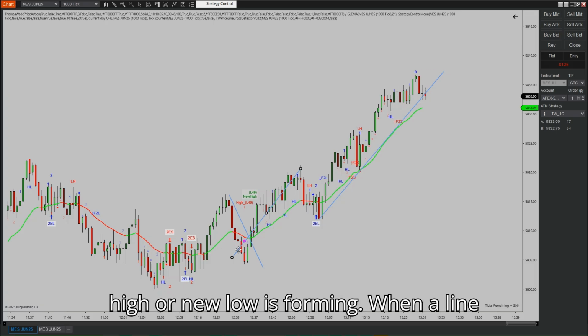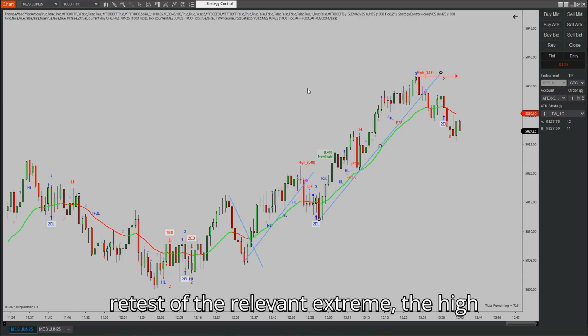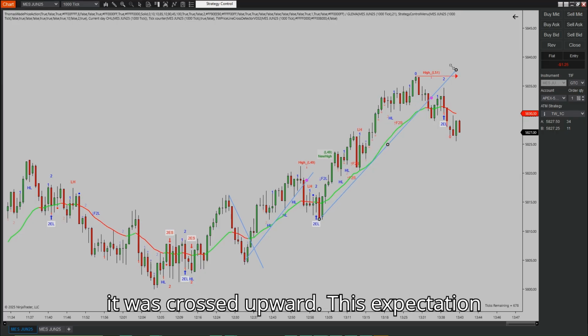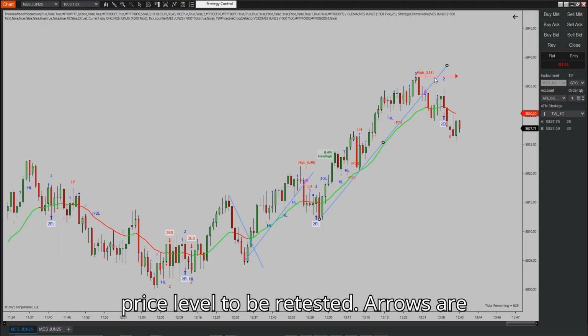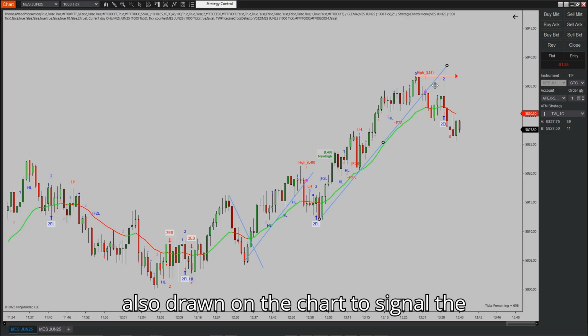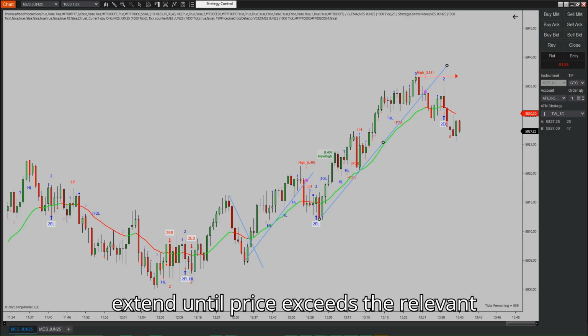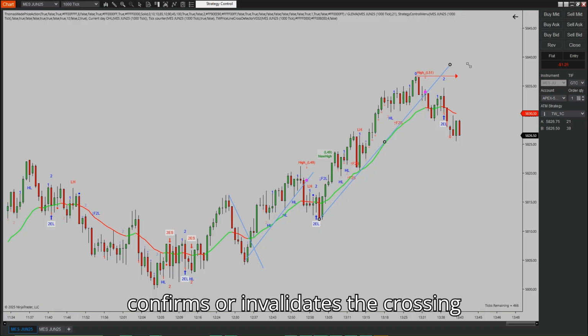is forming. When a line is crossed, the indicator expects a retest of the relevant extreme. The high if it was crossed downward, or the low if it was crossed upward. This expectation is marked by text labels showing the price level to be retested. Arrows are also drawn on the chart to signal the direction of the cross. These arrows extend until price exceeds the relevant extreme of the swing, which either confirms or invalidates the crossing event.